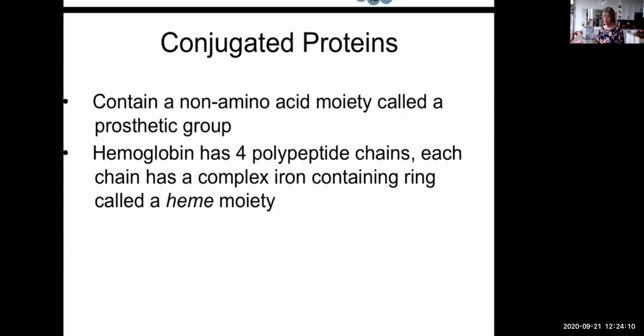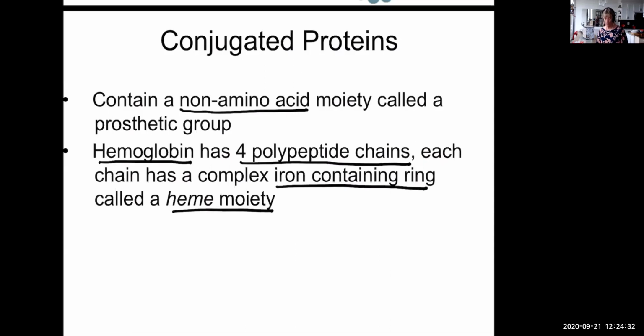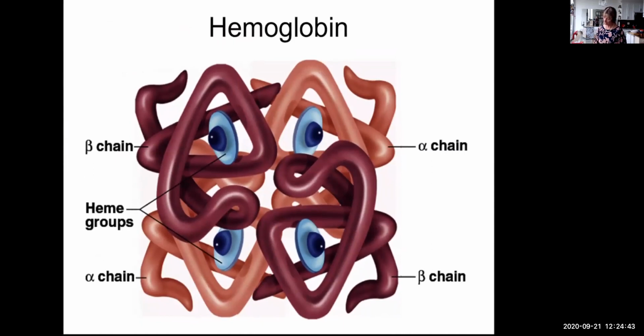Proteins also make pals with other things. Conjugated proteins may contain a non-amino acid moiety, sometimes known as a prosthetic group. One that we've looked at before is hemoglobin. Hemoglobin has 4 polypeptide chains, and each chain has that complex iron-containing ring known as a heme moiety. And that is where the iron resides, and that is where the oxygen attaches. So here's a picture of hemoglobin. Remember, we saw that in our video. And these are the heme groups in the center of each subunit peptide.